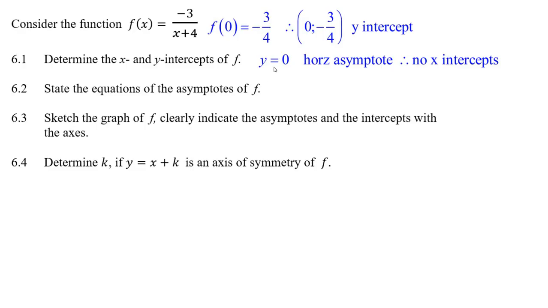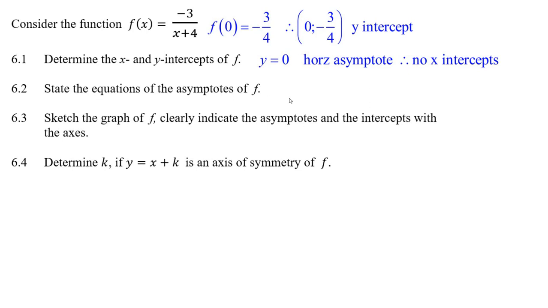But that's because y equals 0 is the horizontal asymptote. It can't hit the x-axis. That's the asymptote. The x-axis is an asymptote.